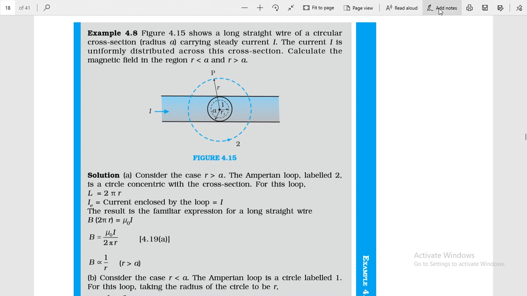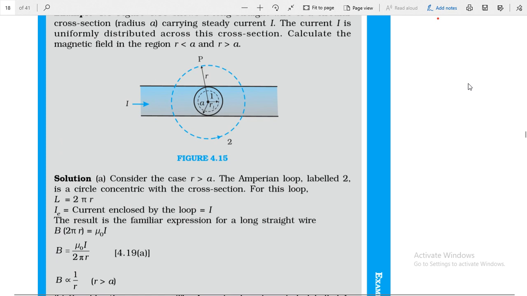So try to revise that topic, because if you don't have an idea about Ampere's circuital law, it will become very difficult for you to understand this example of NCERT. Please try to understand, and if possible, first see the previous video, and then I am sure you will be able to understand this question easily. So let's start the example.